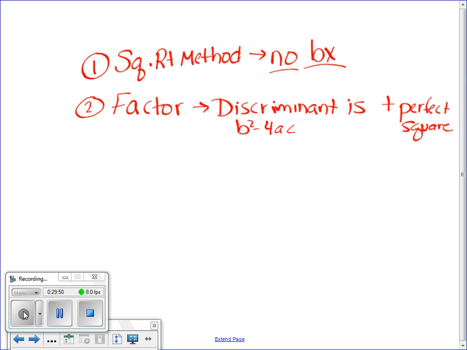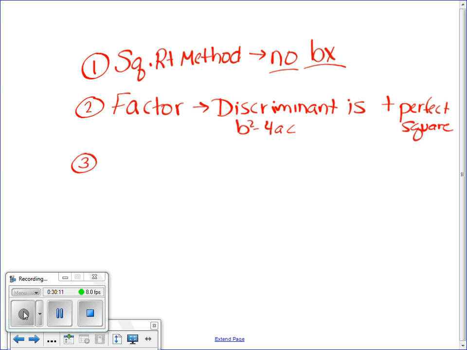All right, so guys, I would look for square root method first, find the problems that don't have a bx term, do those first. Okay? Then I would go back and I would look at which one will factor. Okay, so I'm finding my discriminant. If it's a positive perfect square, I know it factors, and I can go ahead and factor those. Okay, after that, it's kind of a toss-up between you guys which method you prefer.